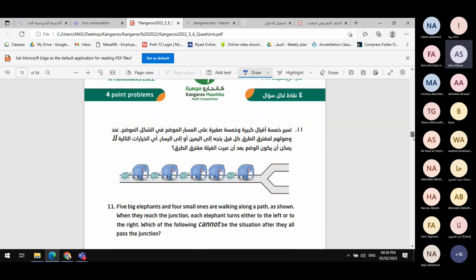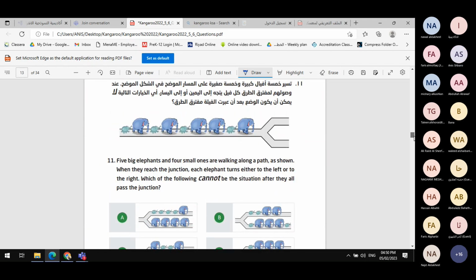The next question. 5 big elephants and 4 small ones are walking along a path, as shown. When they reach the junction, each elephant turns either to the left or to the right. Which of the following cannot be the situation after they all pass the junction? Okay, so what ideas do you have?